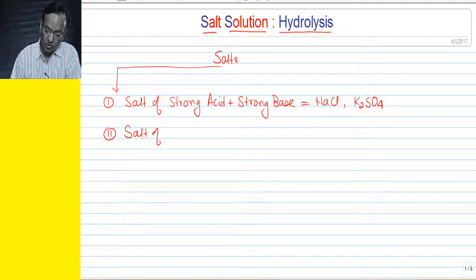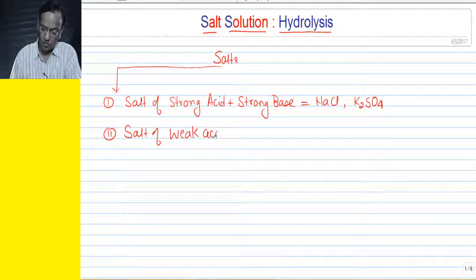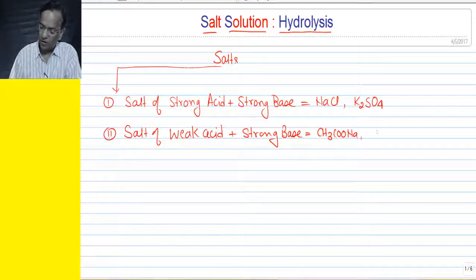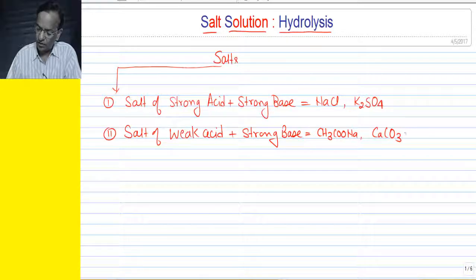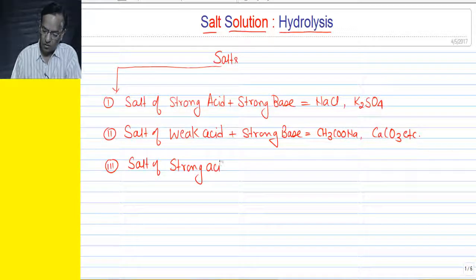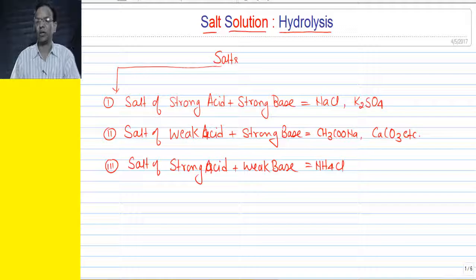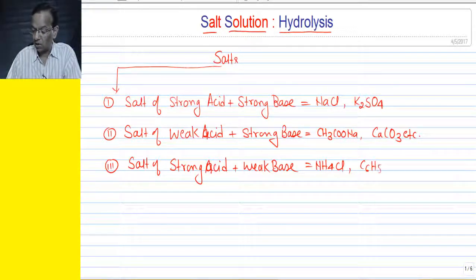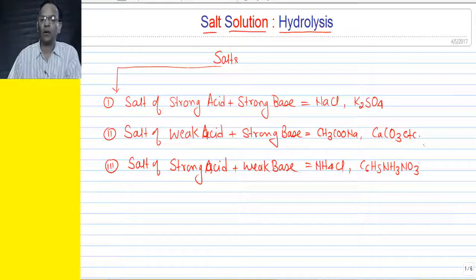Salt of weak acid and strong base, like sodium acetate, calcium carbonate, etc. The third is salt of strong acid and weak base, like ammonium chloride, where HCl is a strong acid and ammonia is a weak base, and anilinium nitrate, where aniline is a weak base and nitric acid is a strong acid.